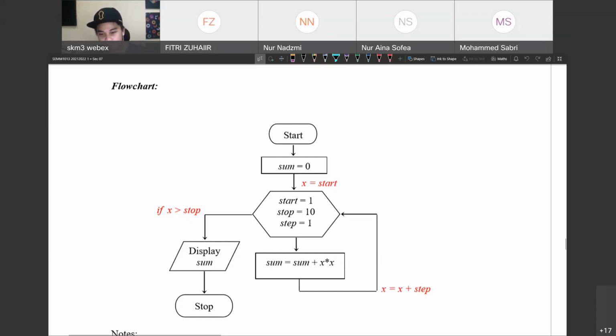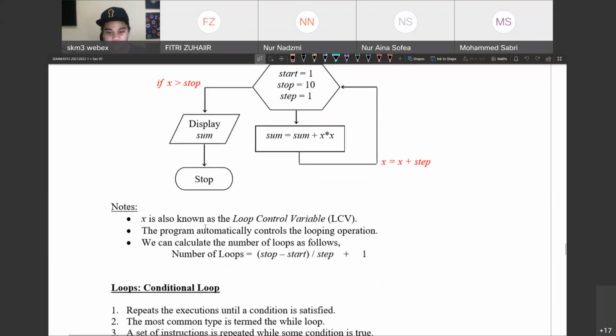So here, go to receiving the data. Okay, this is the modification symbol. You can see the hexagon here. And then go to the process. This is like a brain. Process: summation equal to sum plus x squared. And then looping until x equals 10, finish the operation, display the sum, stop the process.